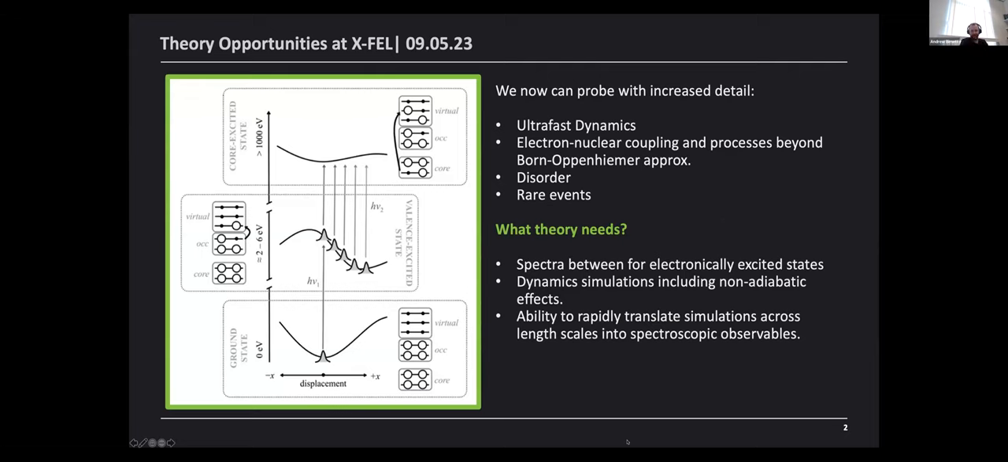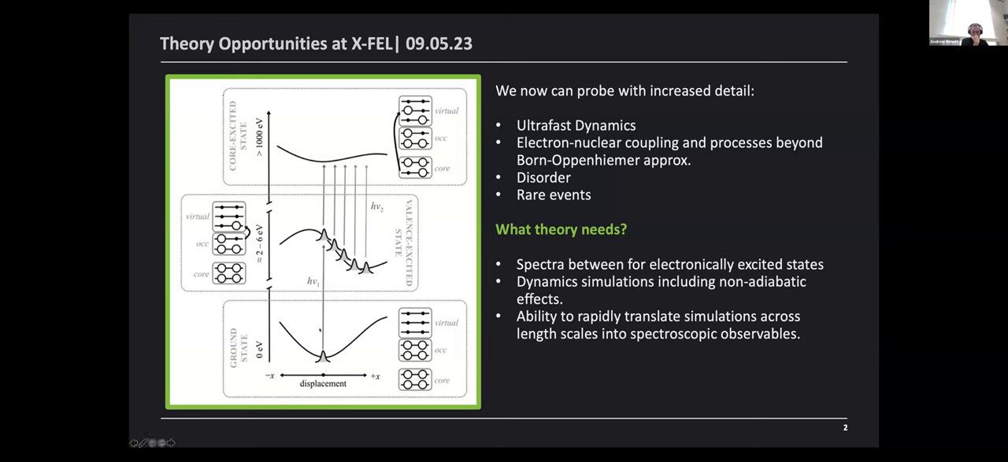Well, now we're moving into a domain beyond the picosecond or even quasi-static regime, where we can really probe the ultrafast dynamics. As has already been mentioned, we can see coupling between the electronic and nuclear degrees of freedom that go beyond the Born-Oppenheimer approximation. With high photon numbers, we can have better insight into disorder, and also potentially probe rare events, the minor reaction channels that may be detrimental to a particular reaction, or that cause degradation, or even positive.